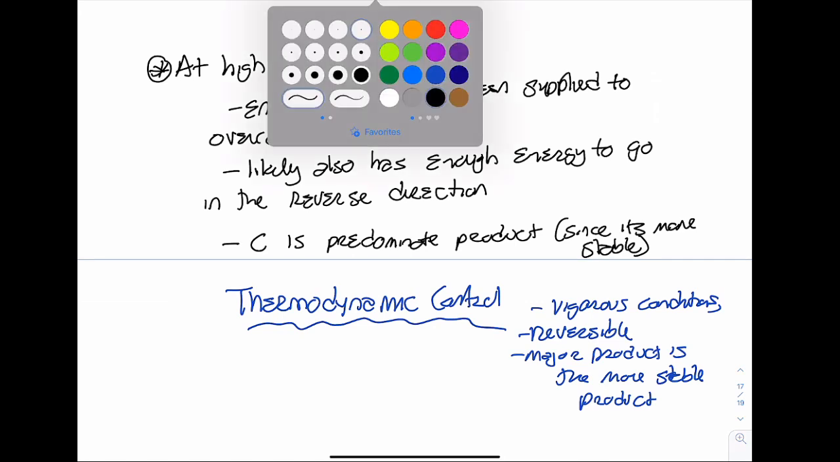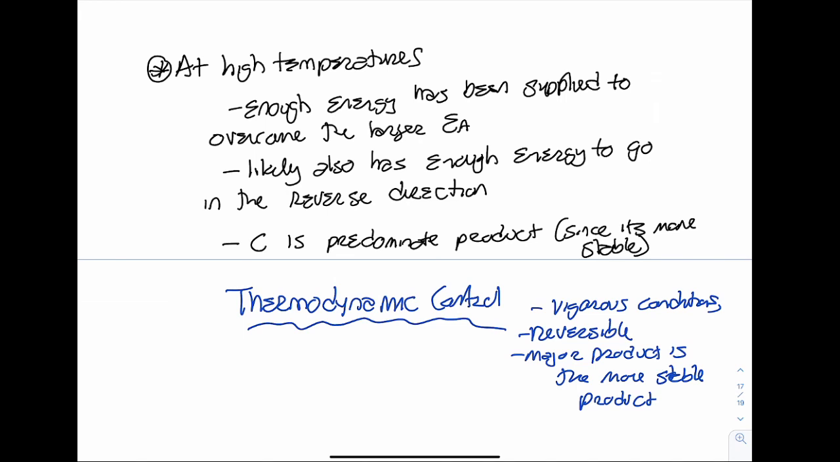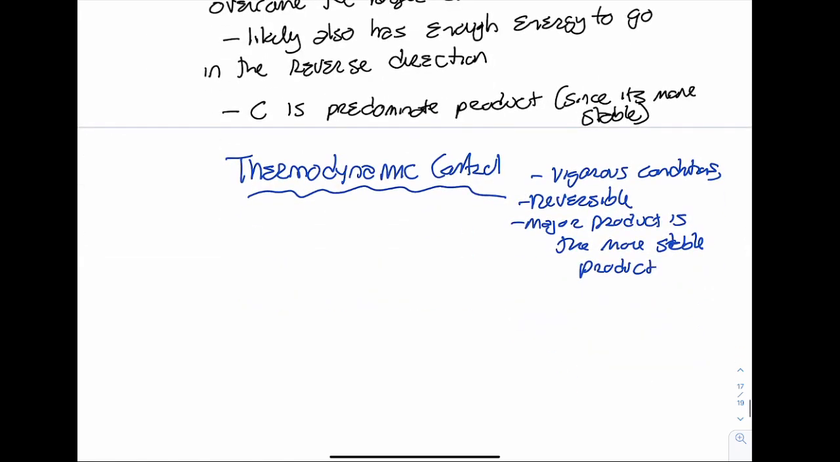And then at lower temperatures, as you can imagine, it's going to be the opposite, right? At lower temperatures, I don't have enough energy to overcome high activation energies. It's generally not going to be reversible because I don't have enough energy to go back, right? If I can't get over the bigger hump in the forward direction, I'm certainly not going to get over the even larger energy barrier in the reverse direction. And B is going to be my predominant product. And that's going to be kinetic control.